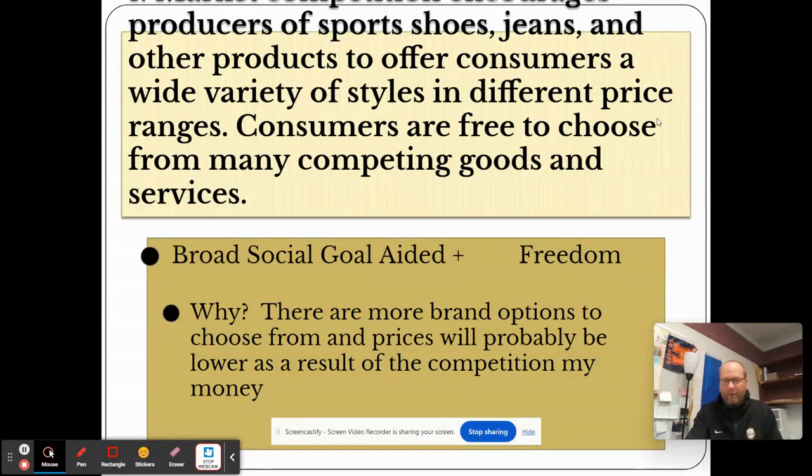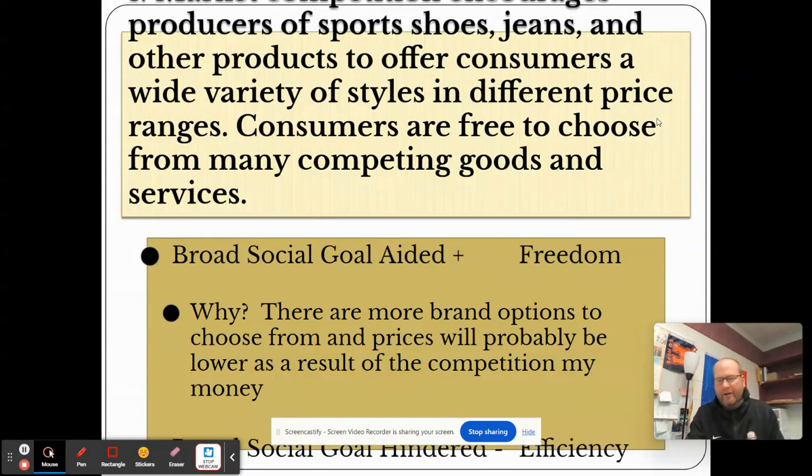Why? Again, there are more brand options to choose from, and prices will probably be lower, right? If we only could buy from Nike, they could jack their prices up as high as they wanted because they knew we had to purchase from them. They've got to now compete. Well, if we don't like Nike's prices, we can go buy some Reeboks that might be $10 less expensive. And hopefully brands that are competing with each other keep lowering their prices for us as the consumer.